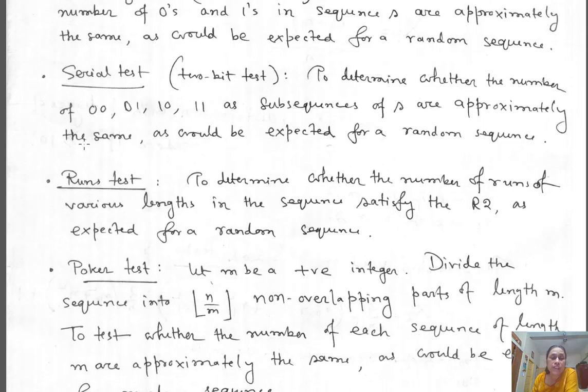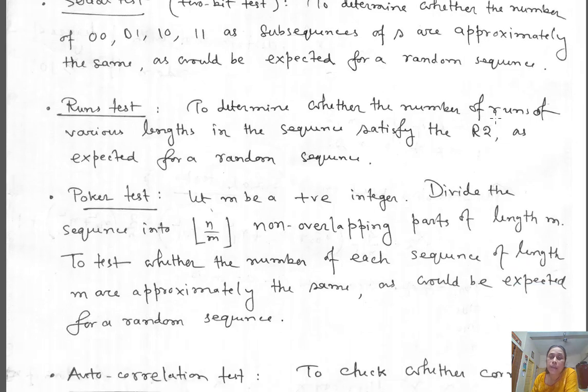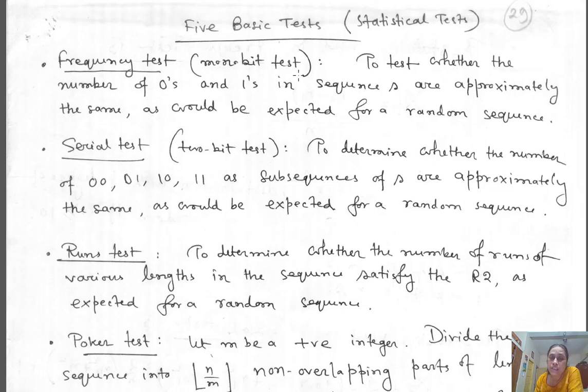Runs test: this is also in the second postulate of Golomb's. We have stated it to determine whether the number of runs of various lengths in the sequence satisfies rule 2 stated in Golomb's postulates, as expected for a random sequence. So first one is the mono-bit test, second is the serial test, the 2-bit test, then the runs test.